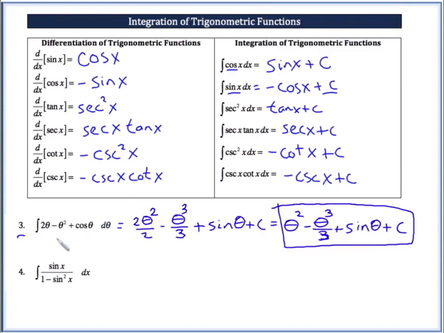All right, welcome back. So you can check your work here. You should have gotten theta squared minus theta cubed over 3 plus sine theta plus c.